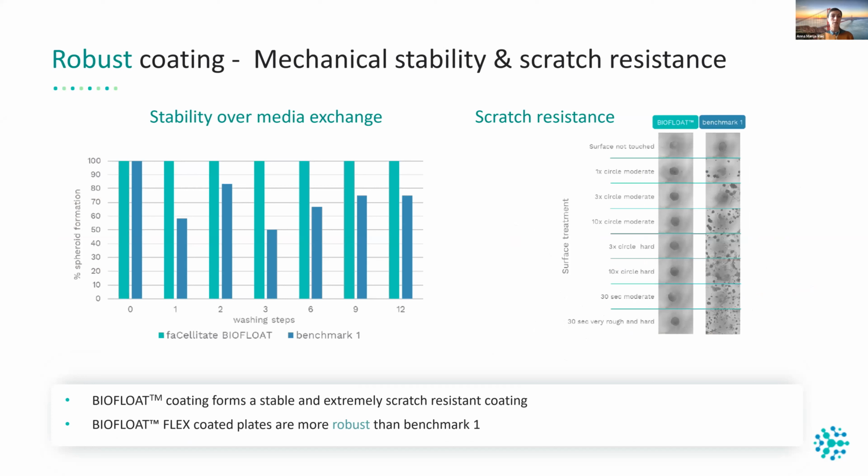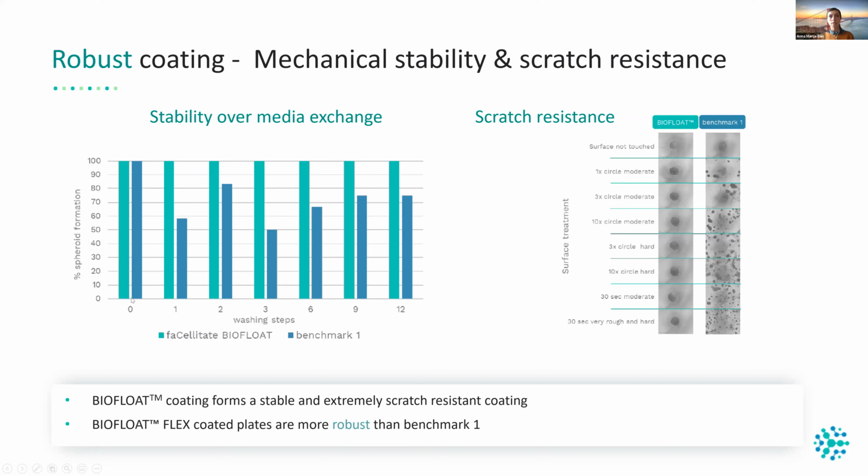BioFloat Flex is a robust coating. It shows mechanical stability and scratch resistance. Here in this graph, you can see the stability over media exchange. So here, these are our BioFloat plates, and in blue, a benchmark product. And we changed the media several times, up to 12 times.